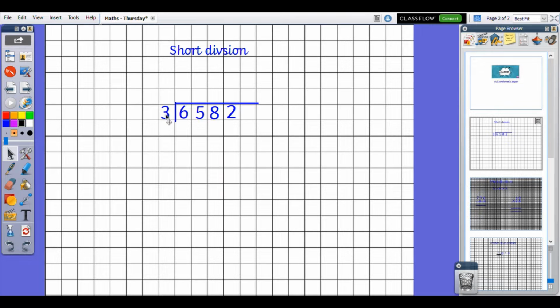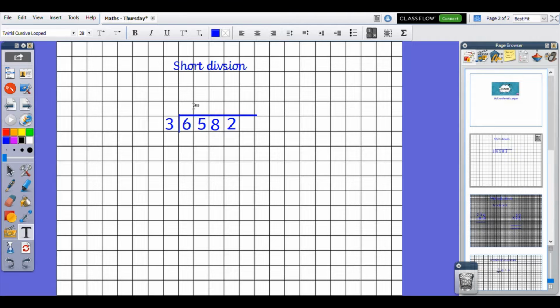So first things first, I'm going to start with my thousands number. So I'm going to see how many 3's go into 6. And from my 3 times table, I know that's 2. So I'm going to put a 2 above the 6. Then I move on to my hundreds number. So how many 3's go into 5? I know that 1 3 will go into 5. However, I also know that there will be 2 left over. So that 2 will carry to my 8.